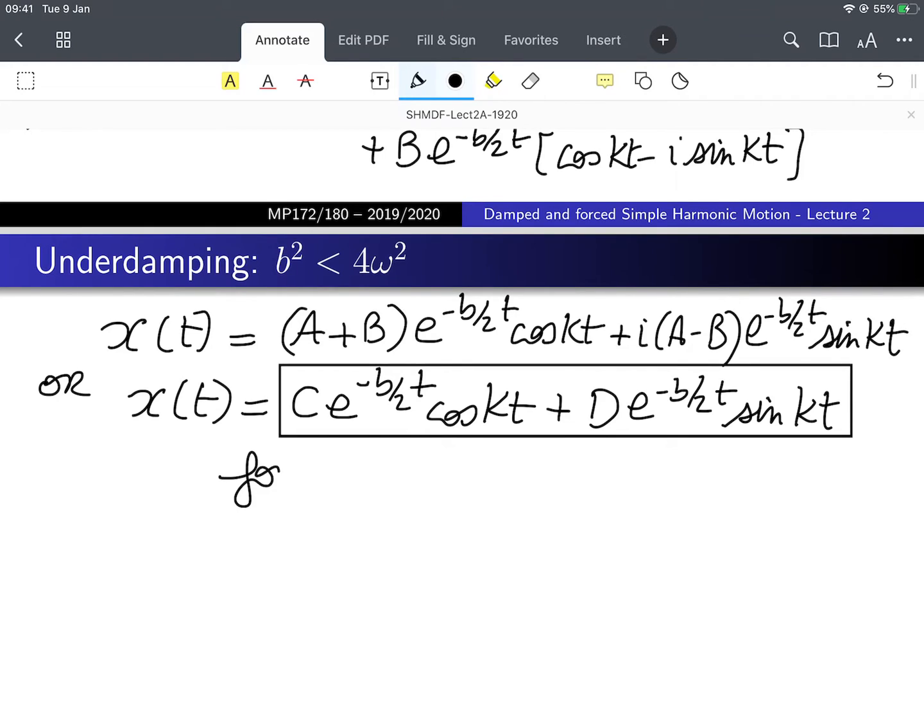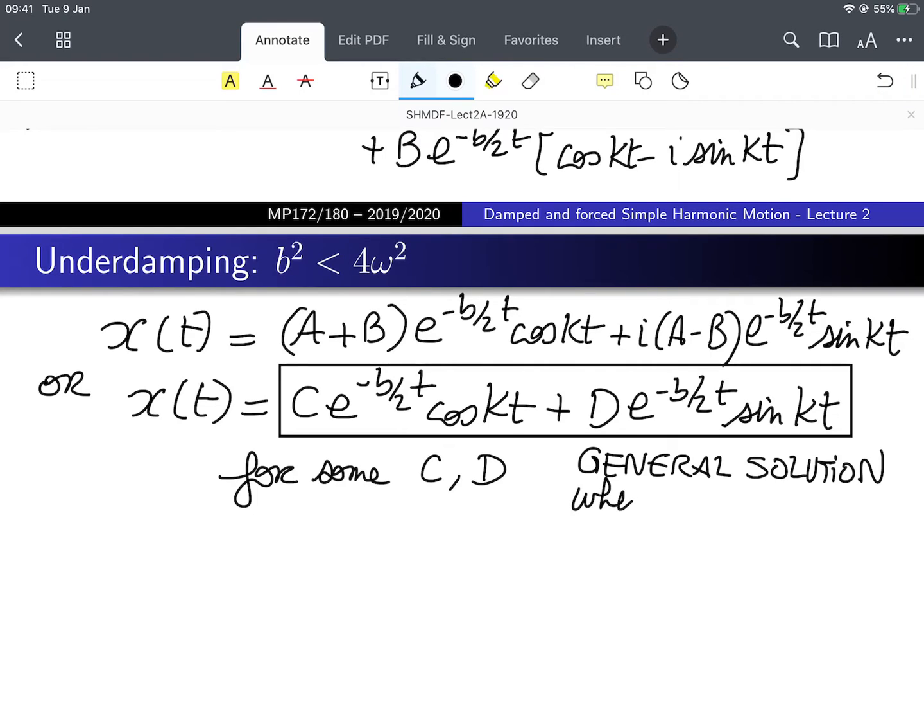Okay, for some arbitrary constants C and D. And that's the general solution when the roots are complex.